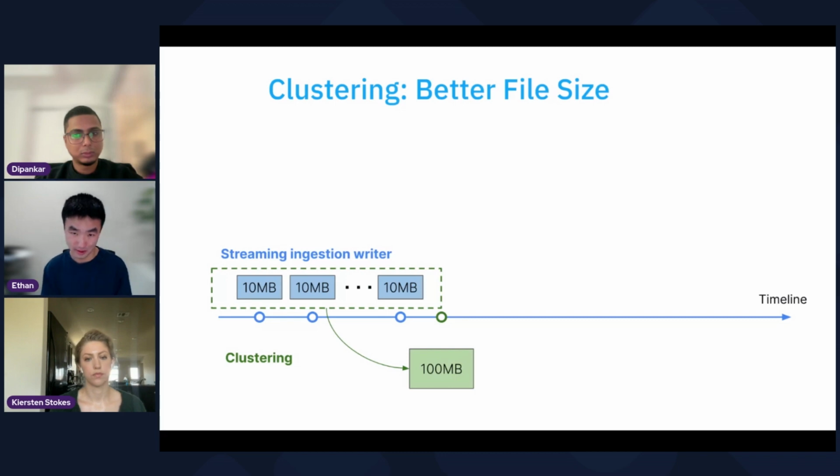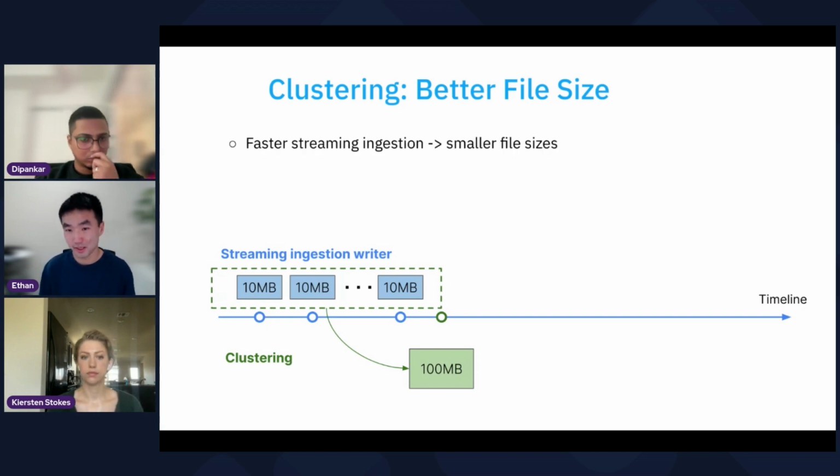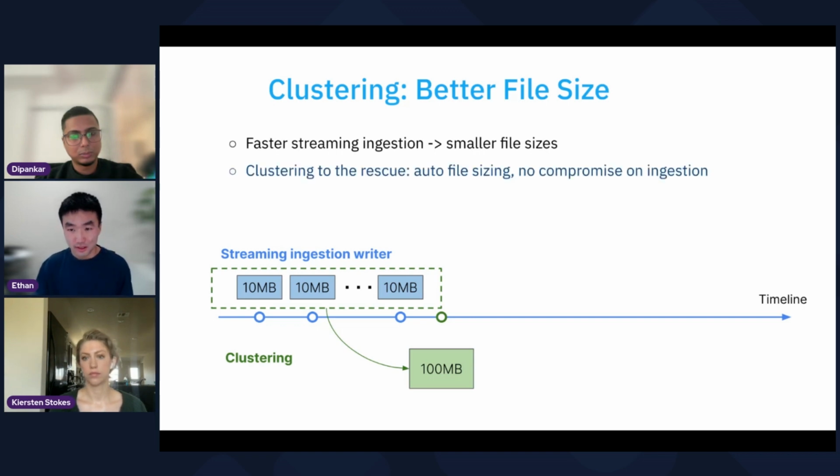So how can clustering help? As Dipankar mentioned, one problem we have is that for faster streaming ingestion, usually the batch size is pretty small or even tiny. So there's not enough data to write larger files, and file sizes are usually pretty small. Small files are not good for query engines to do fast scanning. That's where clustering can help here. It can automatically size the files alongside the ingestion.